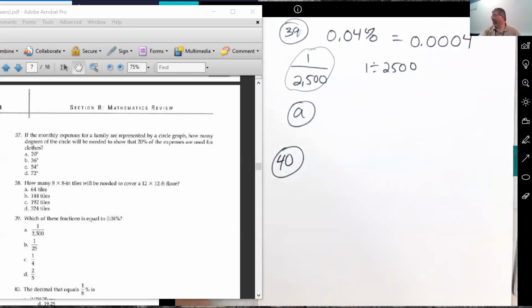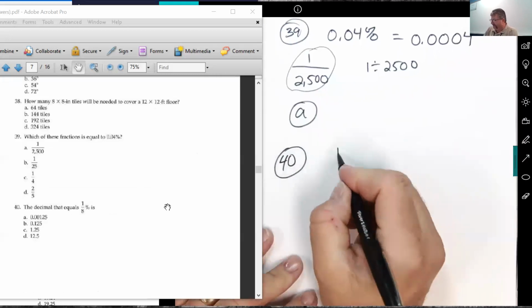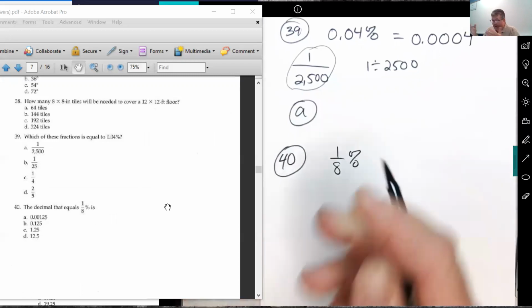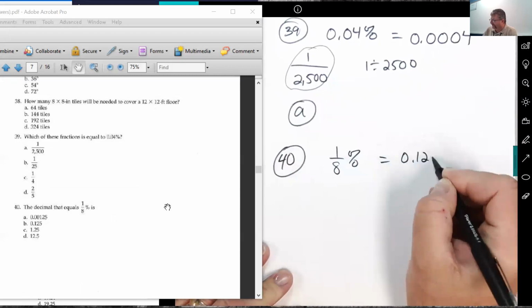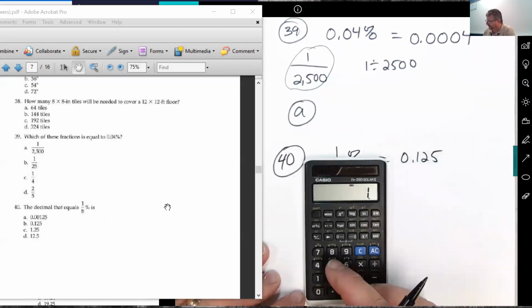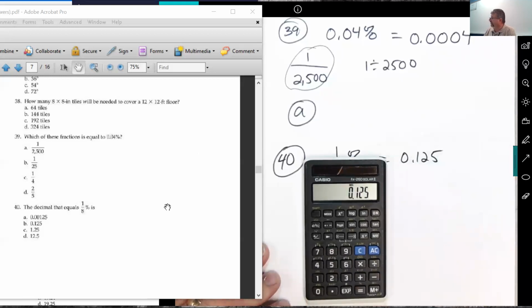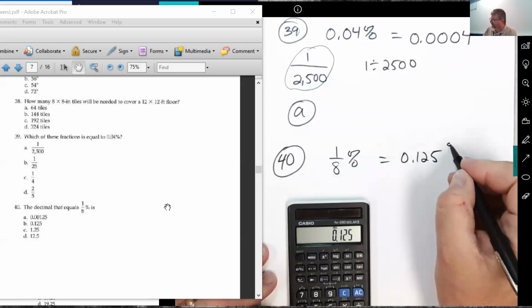Let's see what it has to say for itself. The decimal that equals 1/8%. Well, 1/8 we could turn to a decimal. Okay, it's 0.125, right? I happen to know that. How do you do it? You just divide. 1 divided by 8, 0.125. Well, it wasn't just 1/8, it was 1/8%.